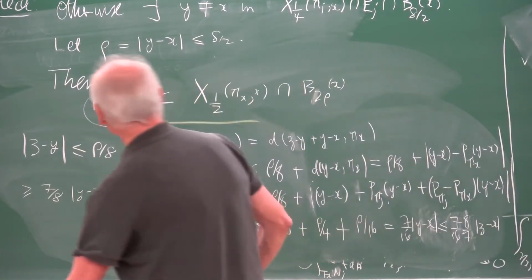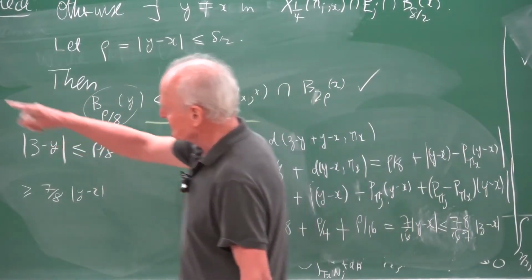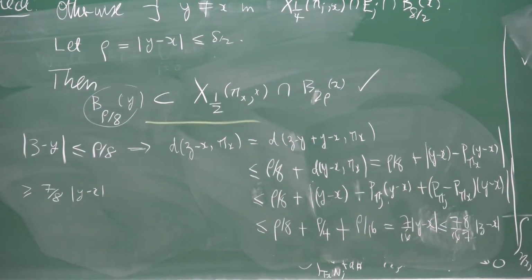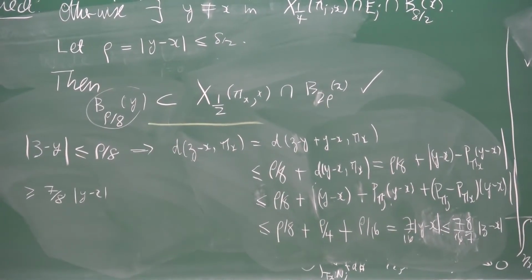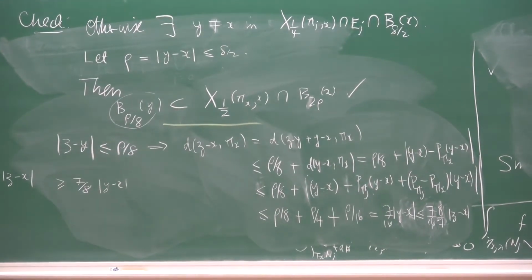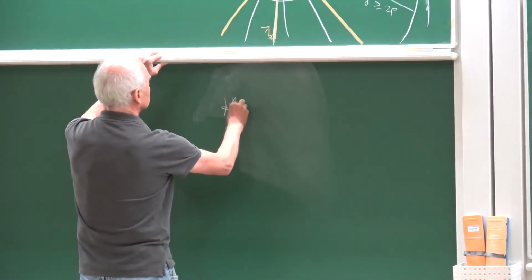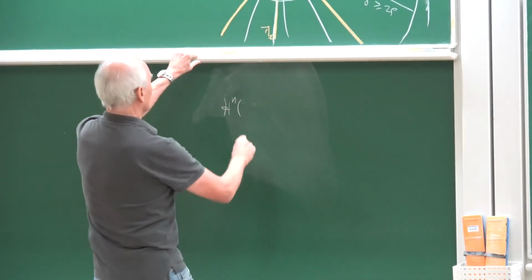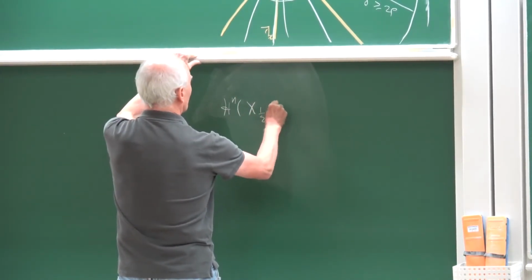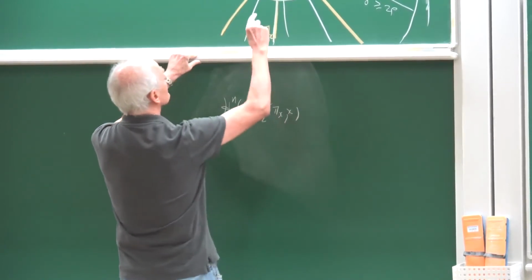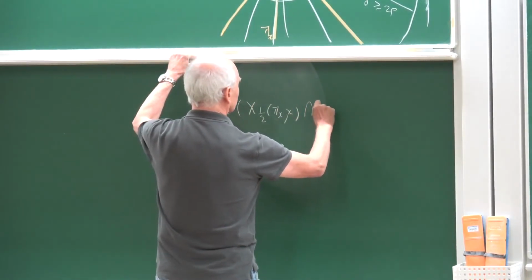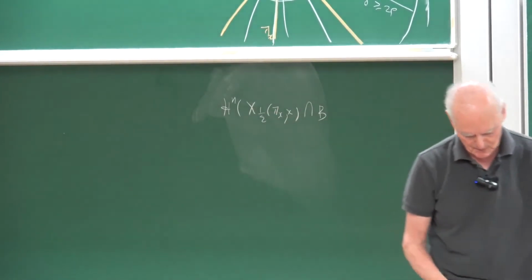Okay, so that proves this. So the picture is correct. Now, that can't happen because then the n-dimensional Hausdorff measure of x + 1/2 π_x intersect B_ρ, I think I want to take.